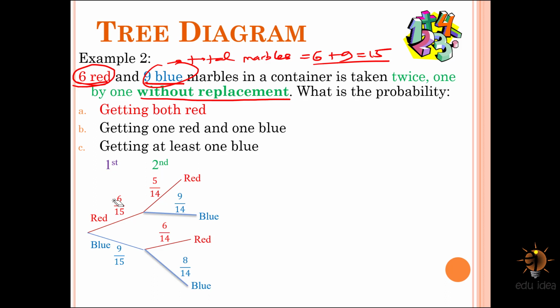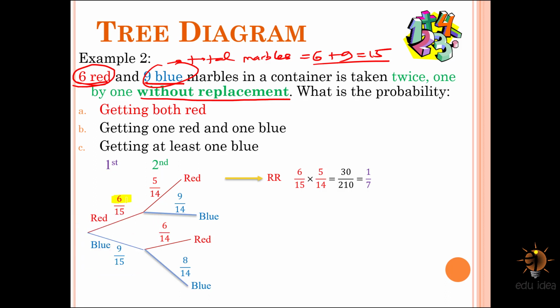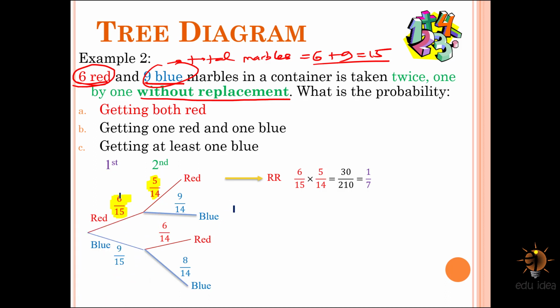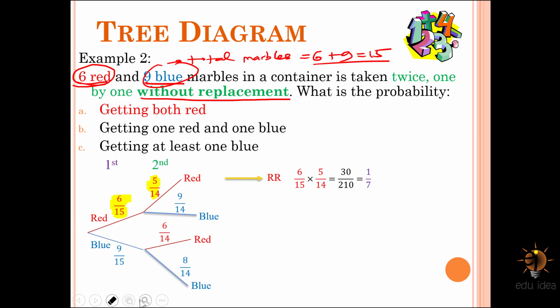Okay? So we can make something like before, like the coin. Let's write that down. RR means you get both red and red. For the first time, you get red. Second time, you get red. Then you only need to multiply the numbers here because it's the branch: 6 over 15 multiplied by 5 over 14, because the red is on that side of the branch. Just see the branch, guys.